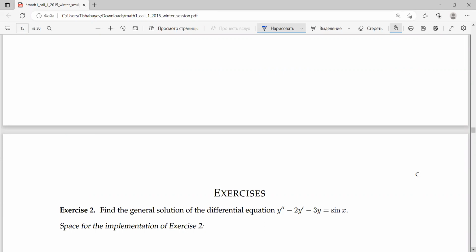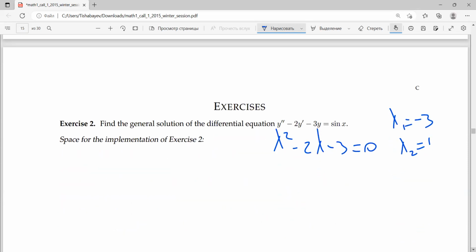So here again, we need to find the homogeneous one using the characteristic equation. What will be the characteristic equation here? Lambda squared minus 2 lambda minus 3 equals 0. And here lambda 1 equals minus 3, and lambda 2 equals 1.